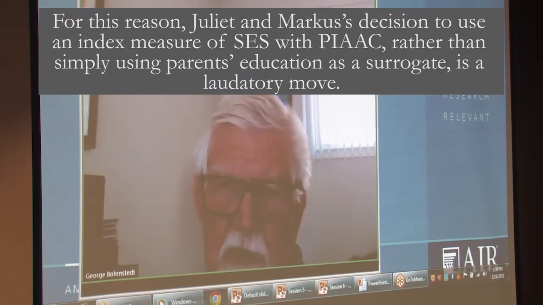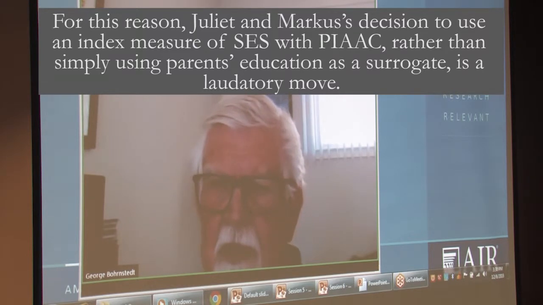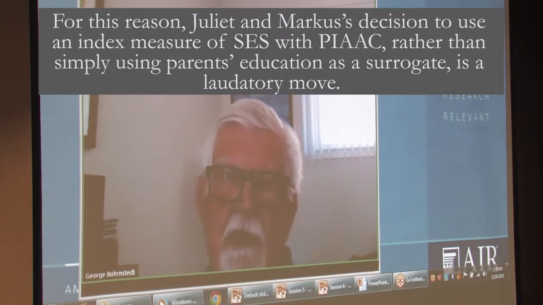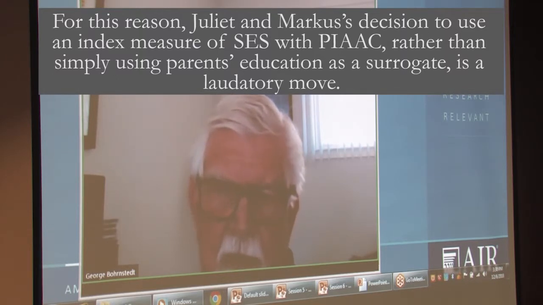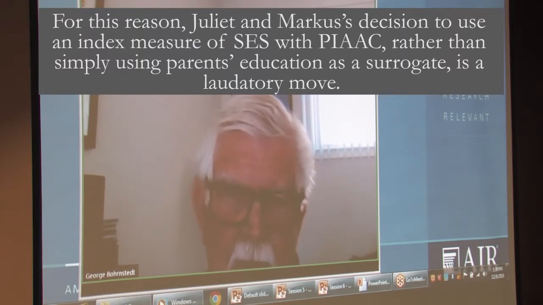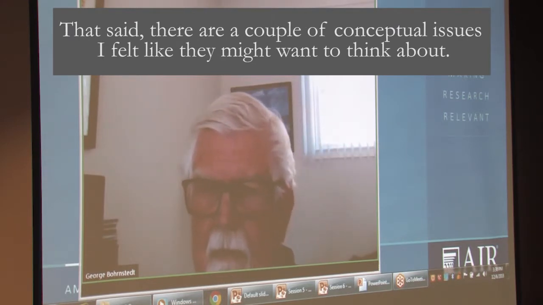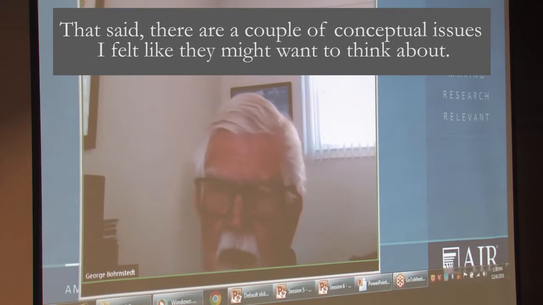For this reason, Juliet and Markus' decision to use an index measure of SES with PIAAC, rather than simply using parent education as a surrogate, is a laudatory move. That said, there are a couple of conceptual issues I felt that they might want to think about.